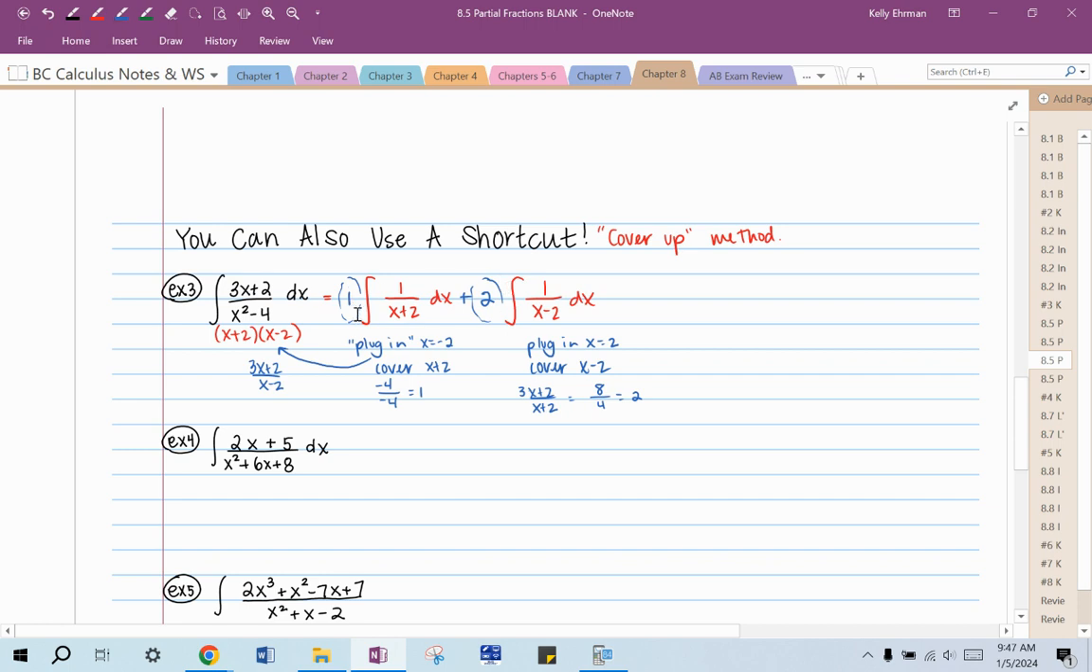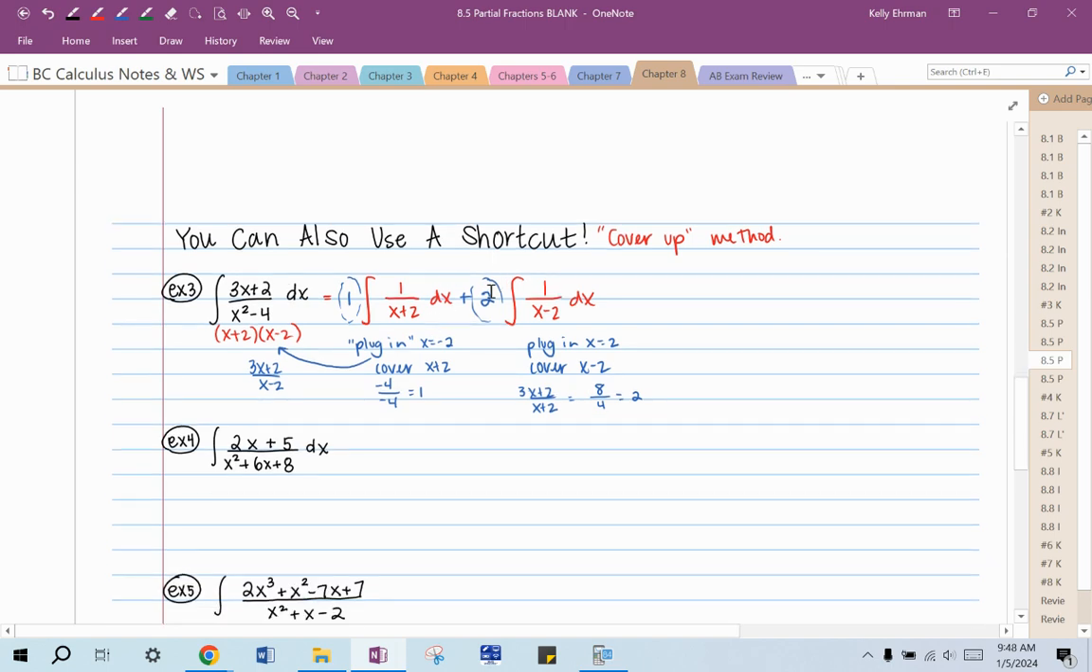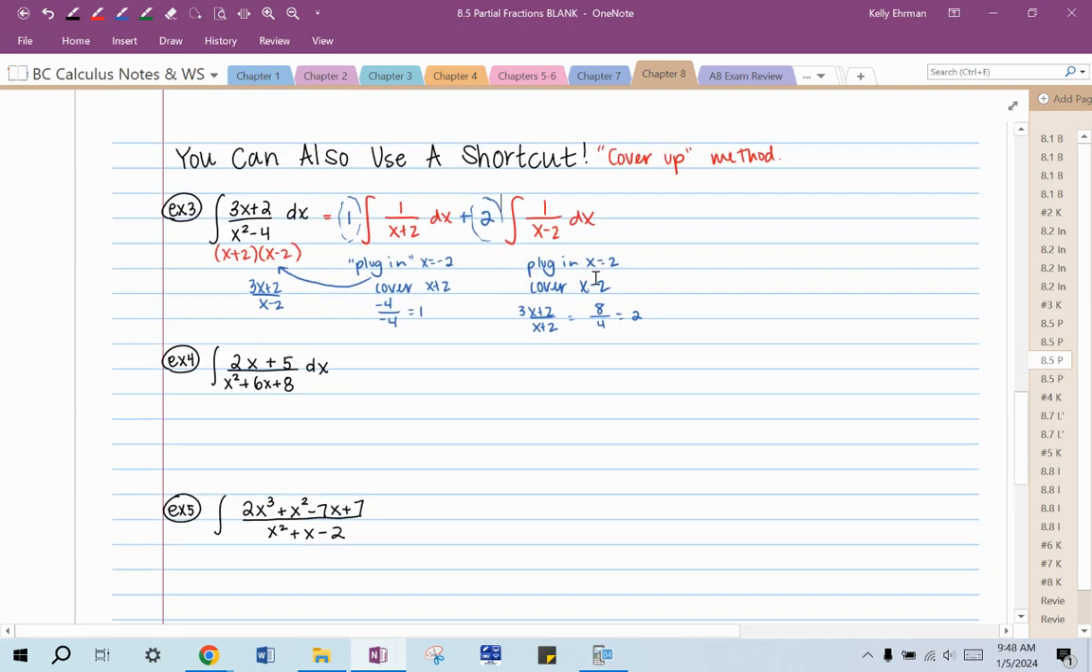So the reason that works is because the cover up thing and the plug in thing is the same idea as what we were doing here. Pick a value that makes one of these terms go away. And because that term went away, that's sort of like the cover up method, right? To solve for b it became 1 over x plus 3, and you just plugged your -2 into that. You covered up the x plus 2 and plugged in -2. And to find a, I covered up the x plus 3 and I plugged in -3 and I got -1. So it's just a shorthand version of this. So use whatever one you like.